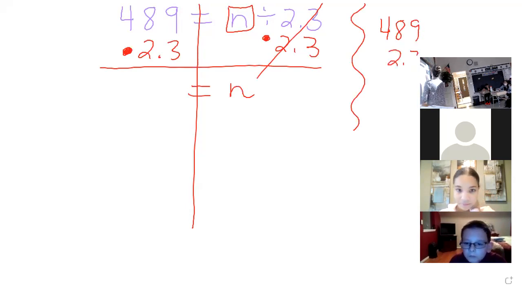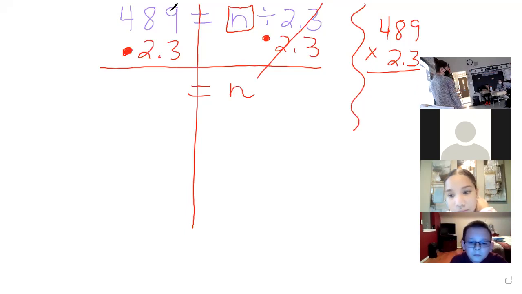489 times 2.3, I multiply like regular. And then at the very end, I have to do something about this 3. It's in a decimal zone, so I'm going to have to scooch my decimal point in one place value when I'm all done computing the value. So you go ahead and find the product between 489 and 2.3, and then we'll slide the decimal point in one place value when I'm done. Go ahead.